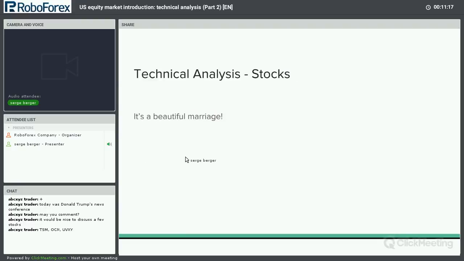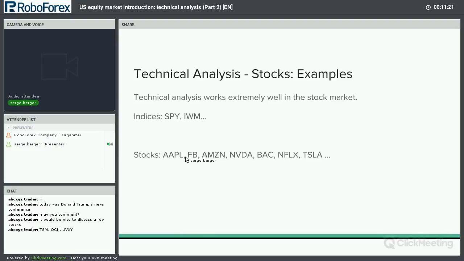And really, for the U.S. stock market, technical analysis works very well. So it's a beautiful marriage as far as I'm concerned.